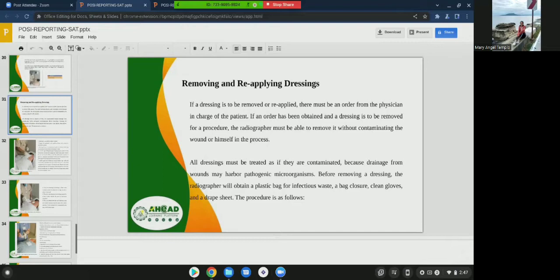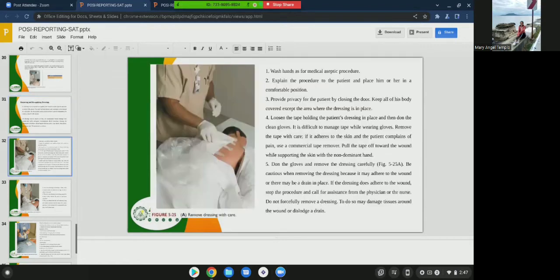Before removing a dressing, the radiographer will obtain a plastic bag for infectious waste, a bag closure, clean gloves, and a drape sheet. The procedure is as follows. 1. Wash hands as per medical aseptic procedure. 2. Explain the procedure to the patient and place him or her in a comfortable position. 3. Provide privacy for the patient by closing the door. Keep all of his body covered except the area where the dressing is in place.